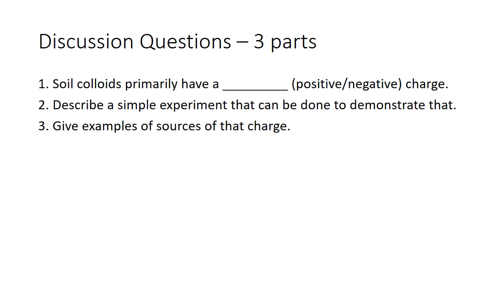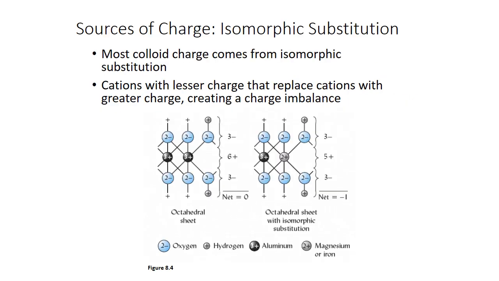And I also want you to give some examples of the sources of those charges, which I'm going to show you right now. One type, or one source of charge, is isomorphic substitution. Isomorphic substitution is where we have a cation, in this case in the octahedral layer in a clay, like magnesium or iron with a 2 plus charge that takes the place of aluminum in the octahedral layer, and aluminum has a 3 plus charge. So we're taking a 2 plus cation and replacing a 3 plus cation with it.